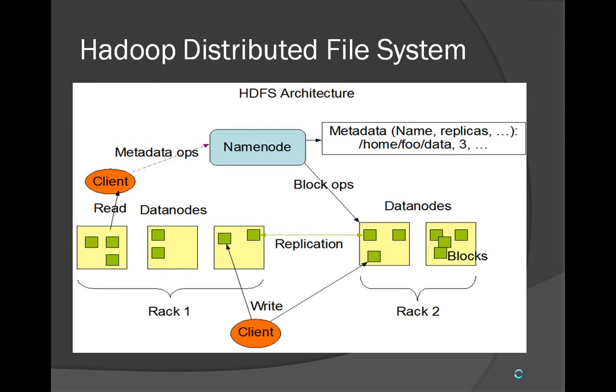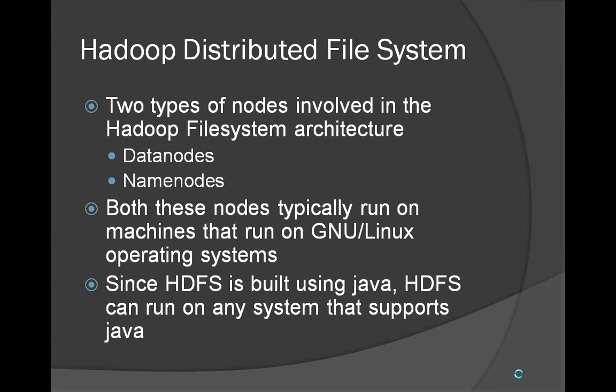In the figure here, you can see that there are two types of nodes involved in the Hadoop file system architecture: the data nodes and the name nodes. Data nodes are responsible for serving read and write requests from the file system clients, and name nodes are responsible for executing file system namespace operations like opening, closing, and renaming files and directories. In addition, data nodes perform block creation, deletion, and replication upon instruction from the name node. Both these nodes typically run on machines that run on GNU/Linux operating systems. In addition, since HDFS is built using Java, HDFS can run on any system that supports Java.